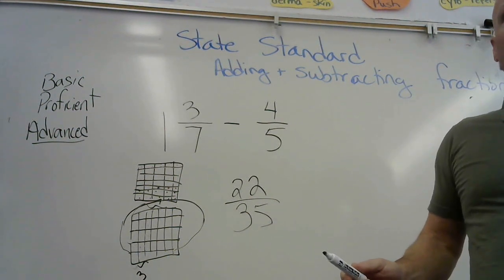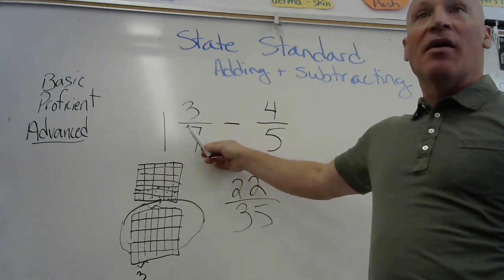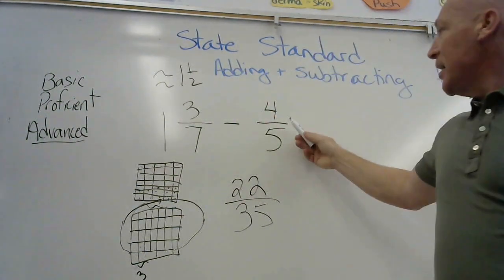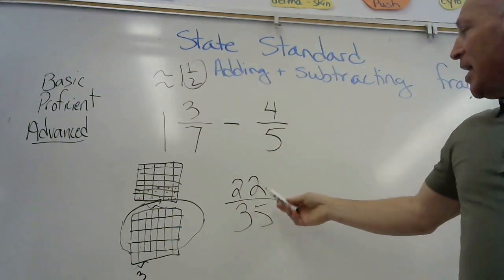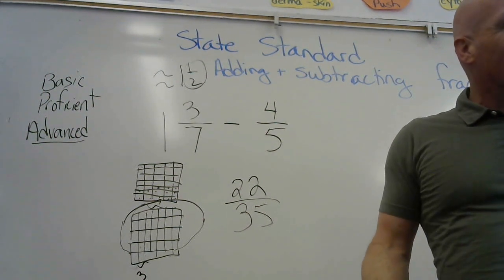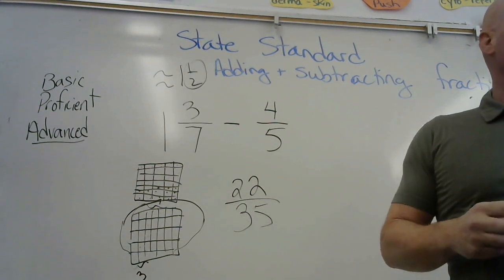Well, does that coincide with my estimated solution? Here I estimated about 1.5, and I subtracted about 1, and I was left with about half. Is 22 out of 35 about half? Yes. So my estimated solution confirms that my final solution is in the ballpark.